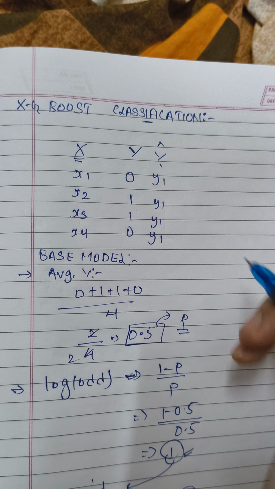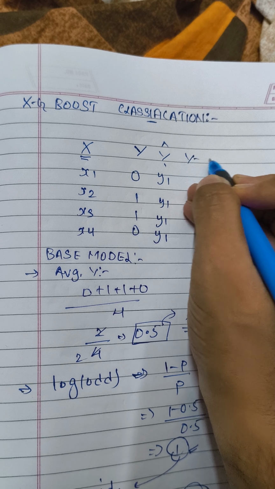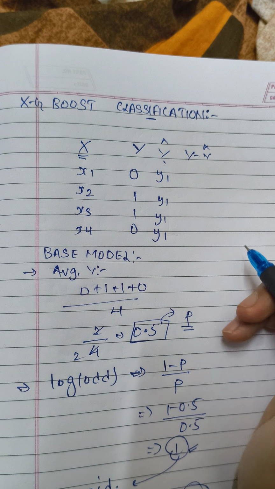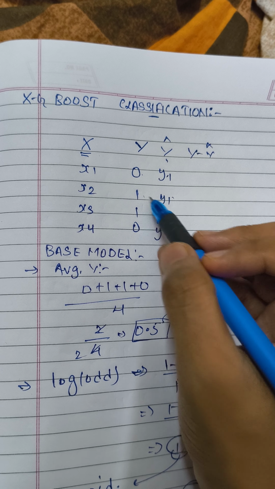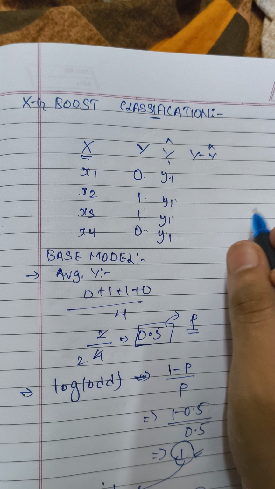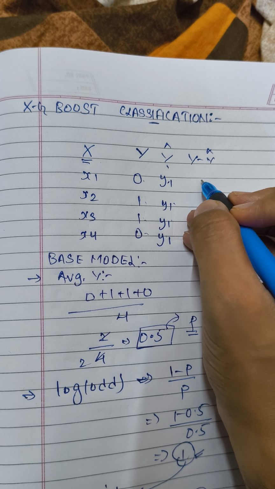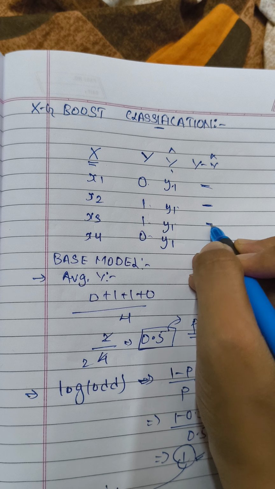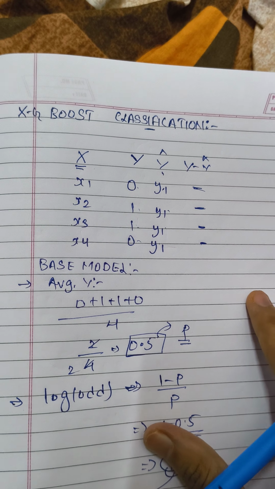Now what is the second step? The second step is the calculation of the residual. We calculate the difference between the true values and these predicted values. So suppose I am getting some residuals here. Now till here we are clear.